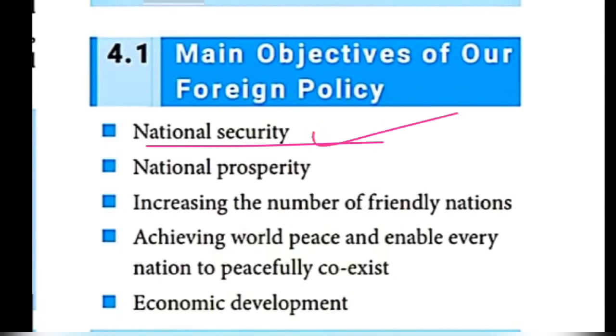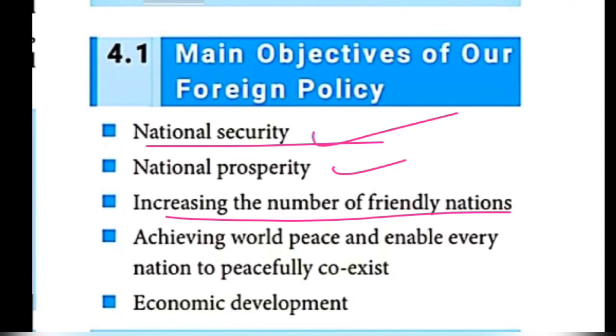Second one, national prosperity. What is meant by prosperity? In the sense, wealth. Otherwise we can say success also, national prosperity or national success. The next objective of the foreign policy is increasing the number of friendly relations. We should have friendly relations with other countries. That's the main aim of the foreign policy of India.